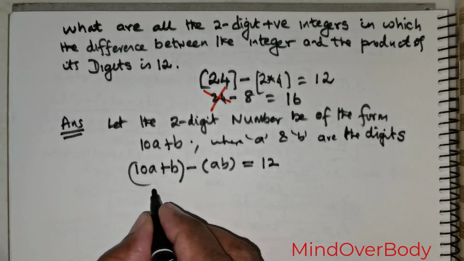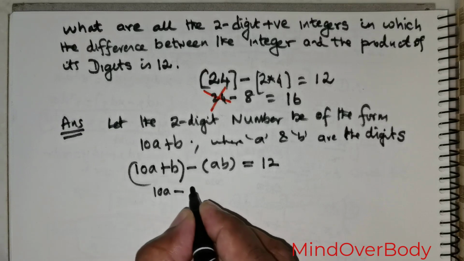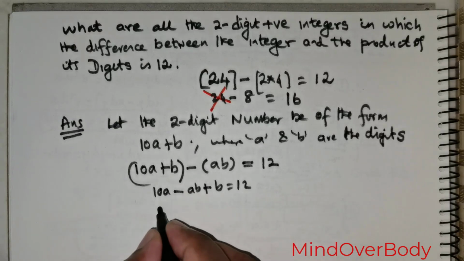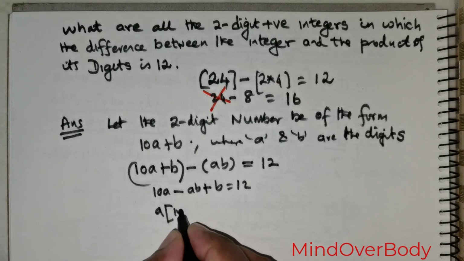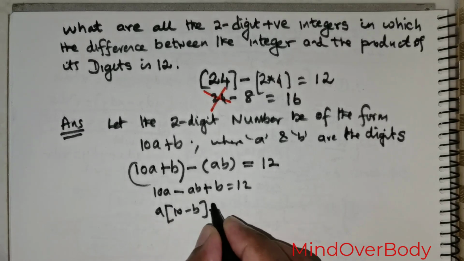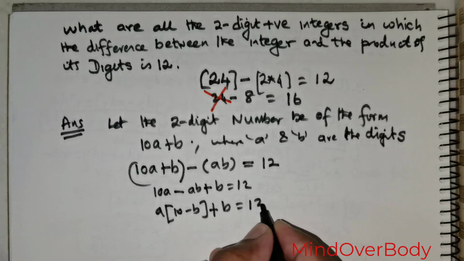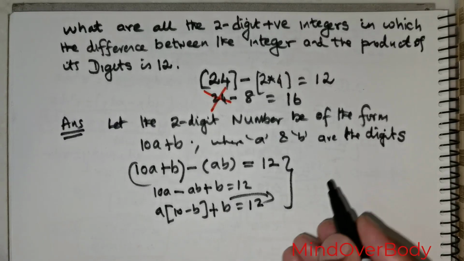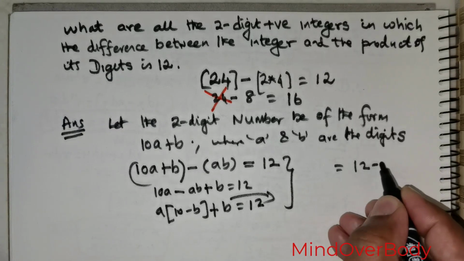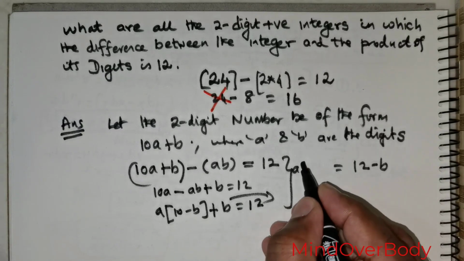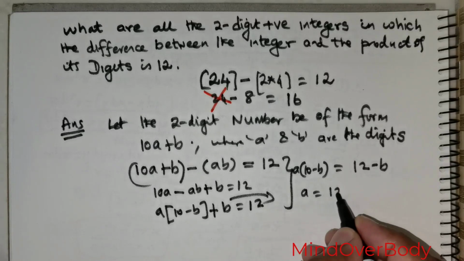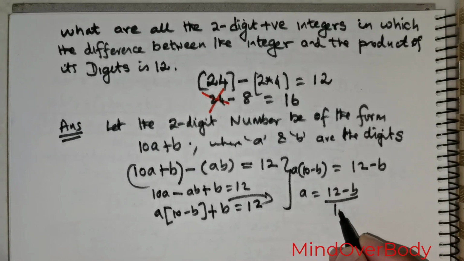Now let me rewrite this as 10a + b - ab = 12. I'm going to take a out. If I take a out, I will get a(10 - b) + b = 12. Now I want to push this b to the other end, so that's going to be 12 - b. On the left side it's going to be a times (10 - b). So from here a = (12 - b)/(10 - b).